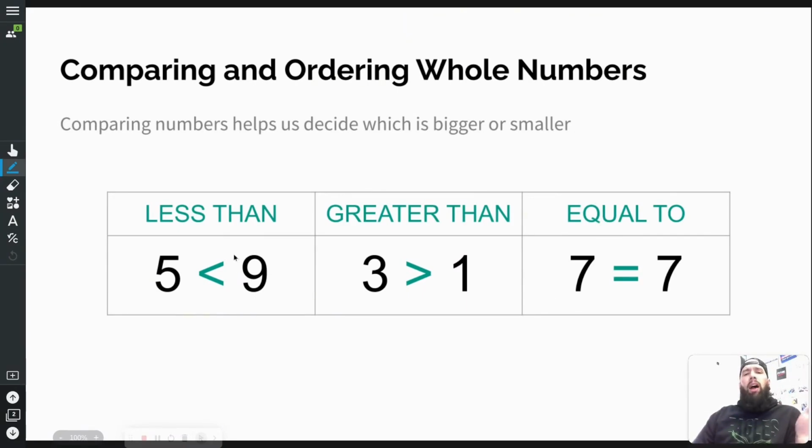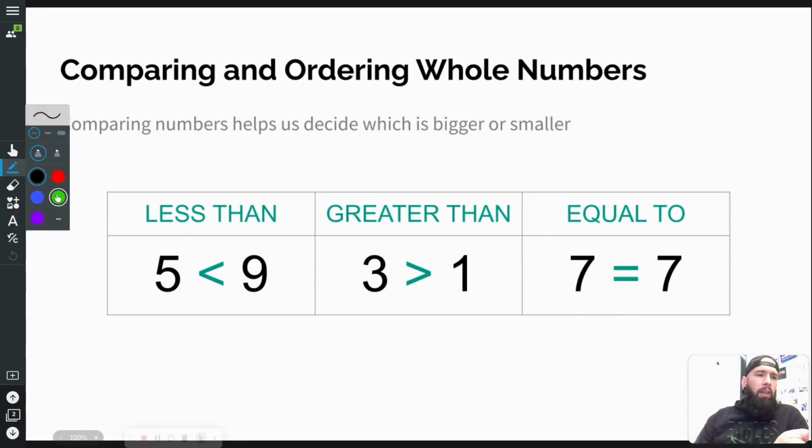But what about these guys, the less than or the greater than? What does that mean? Well, we read this right here as 5 is less than 9. We read this one as 3 is greater than 1. Okay? Less than means smaller than. Greater than means bigger than.